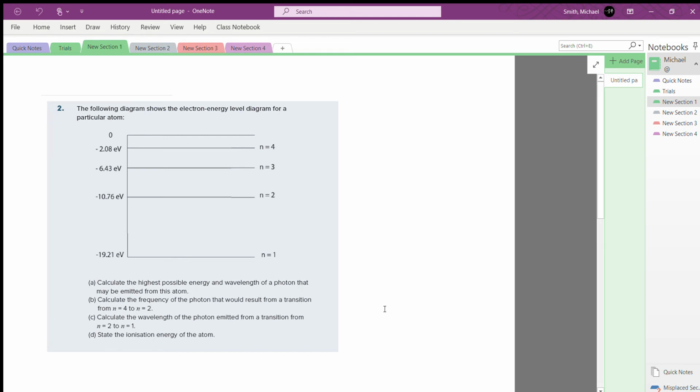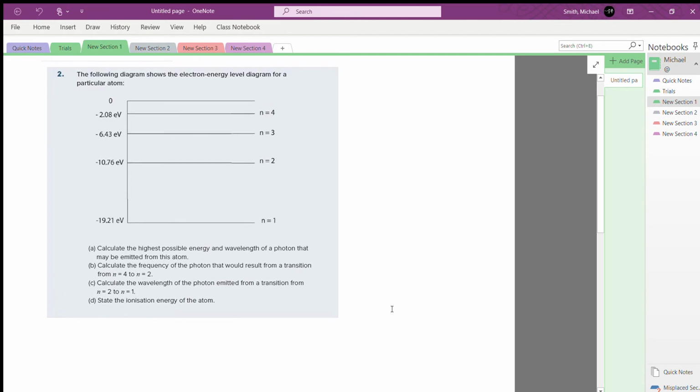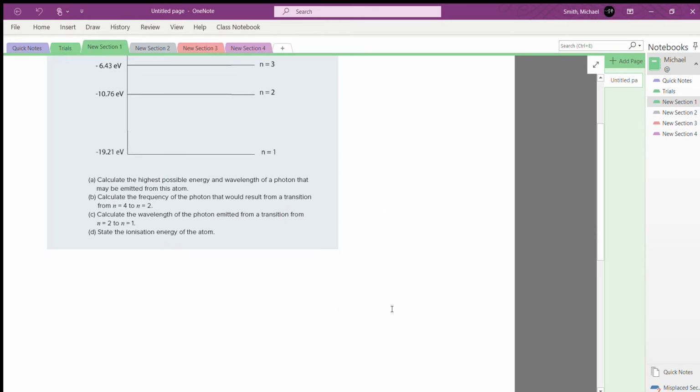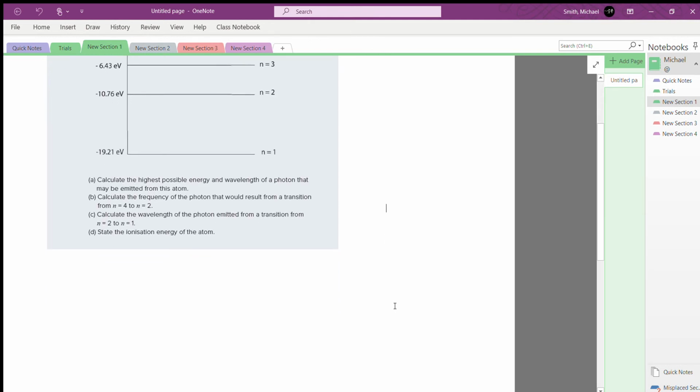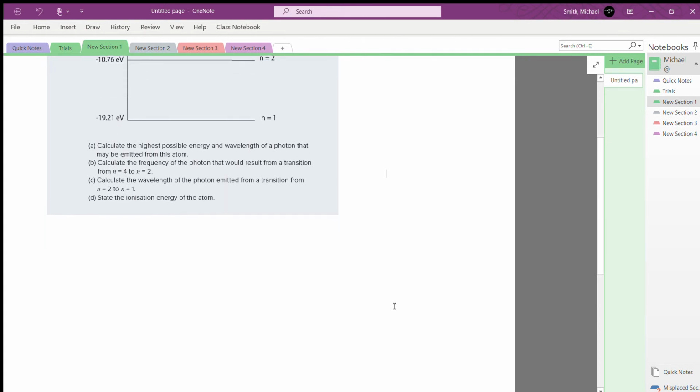This is question 2 from the SACE Stage 2 Physics course companion from chapter 3.3, Structure of the Atom. Here we have an electron energy level diagram for an atom. First, we need to calculate the highest possible energy and wavelength of a photon that may be emitted from this atom. Now this is fairly straightforward.